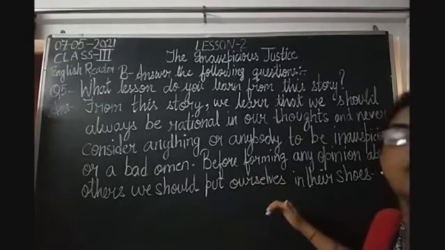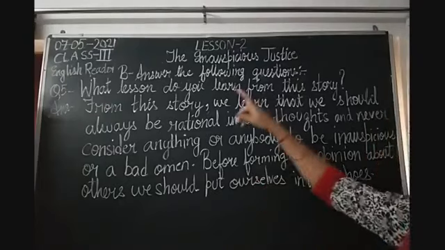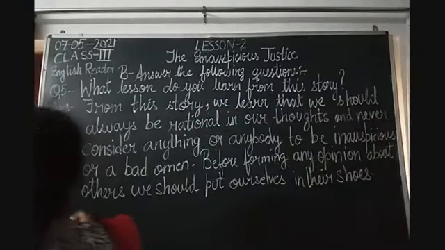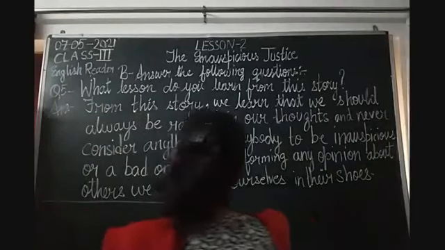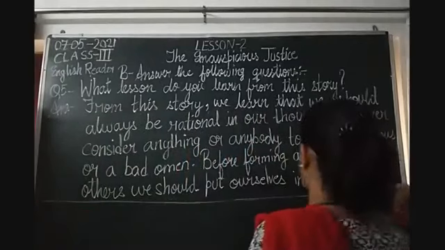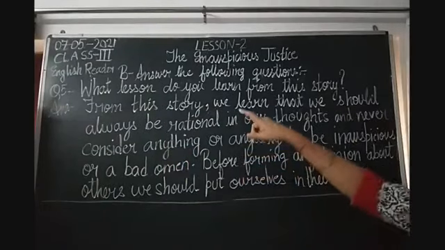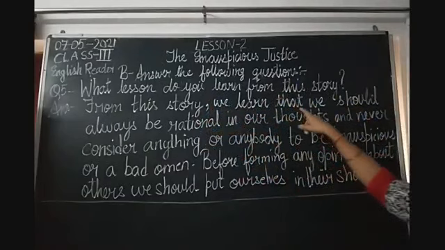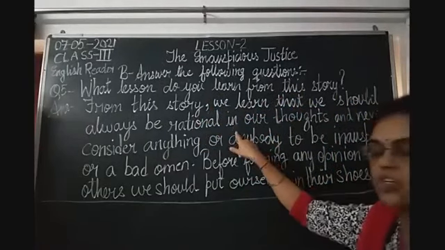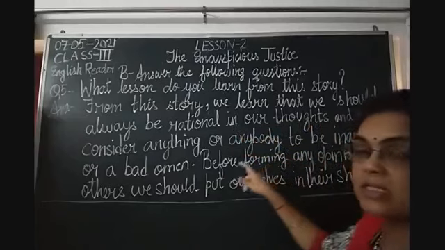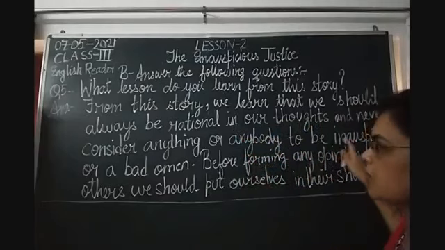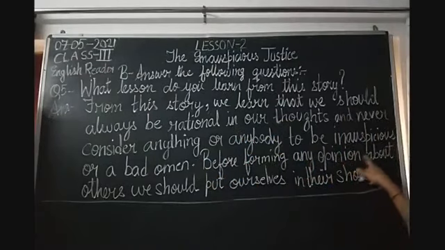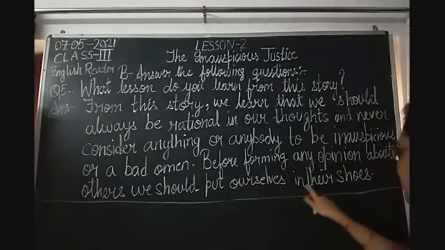This is the last question of this exercise. Fine? Question 5. What lesson do you learn from the story? And children, please draw a parting line after each answer. Draw a parting line using the scale and pencil after each answer. So, what lesson do you learn from this story? The answer is, from this story, we learn that we should always be rational in our thoughts and never consider anything or anybody to be inauspicious or bad omen. Before forming any opinion about others, we should put ourselves in their shoes.